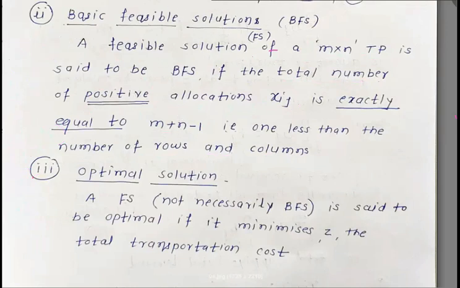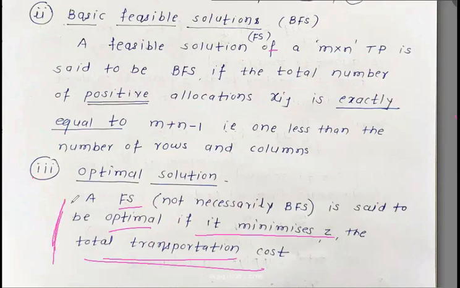What is the optimum or optimal solution? A feasible solution is said to be optimal if it minimizes the total transportation cost. So whatever solution minimizes Z, the total transportation cost, it is called the optimal solution.